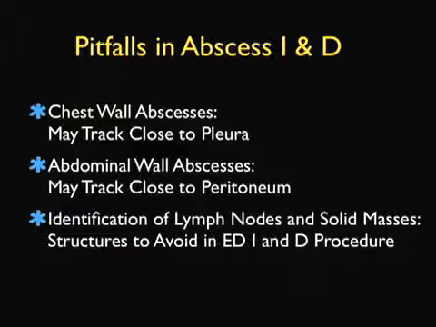Also, abdominal wall abscesses may track close to the peritoneal lining, and it's important to know the depth of the abscess and whether or not it's safe to perform an I&D in the emergency department, and how deep you can go without violating the peritoneal lining. Also, one can identify lymph nodes and solid masses, which are structures to avoid in any ED incision and drainage.